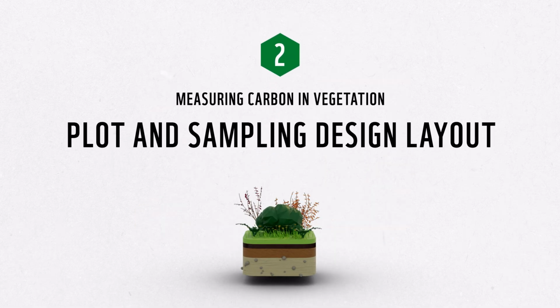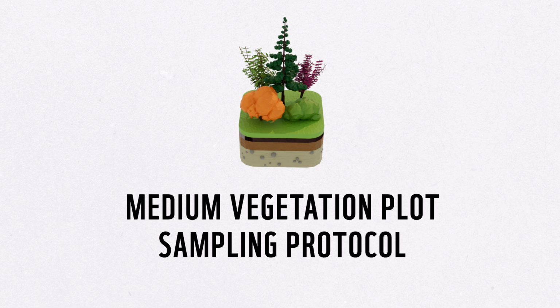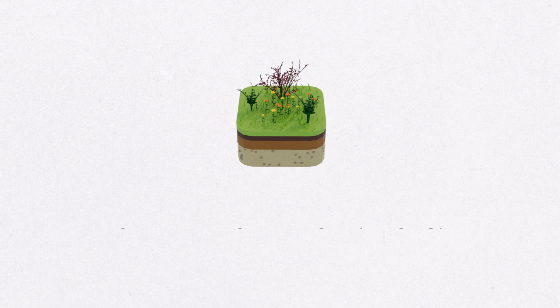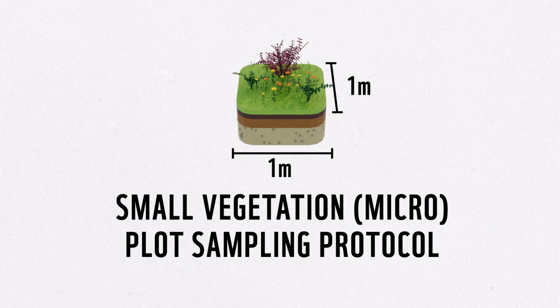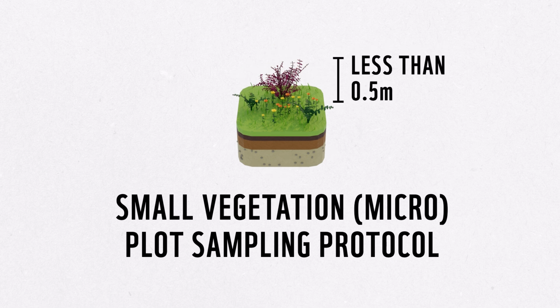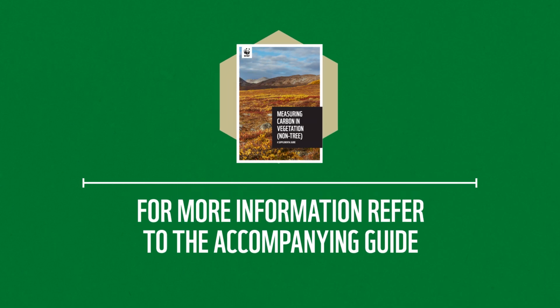Two plot types are required to sample all non-treed vegetation within the study area. The first are medium vegetation, or shrub plots, which are typically between 16 and 100 meters square. All vegetation between 0.5 and 2 meters in height will be sampled in this plot. The second is small vegetation, or microplots. These plots are 1 by 1 meter in size. All vegetation below 0.5 meters in height will be sampled in these plots. Plot locations should be mapped out ahead of time based on a standardized sampling design. For detailed instructions on how to set up a study site, please refer to the accompanying guide.